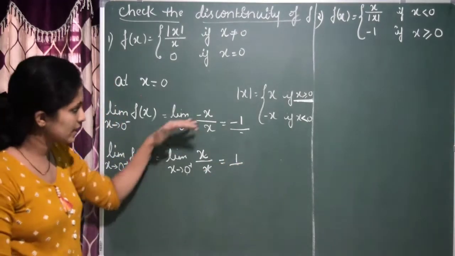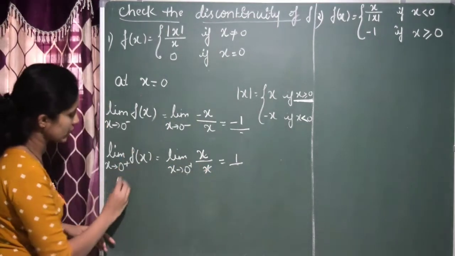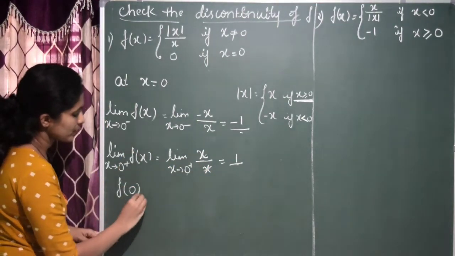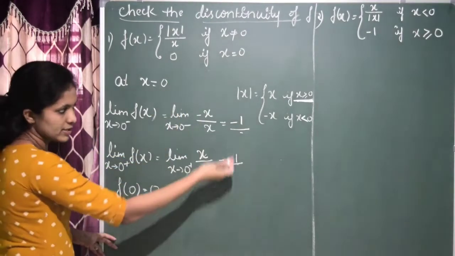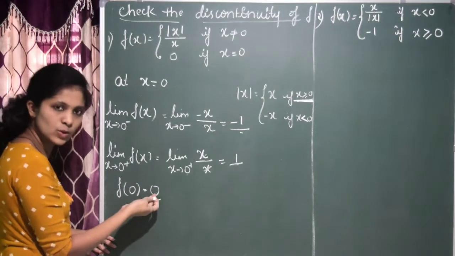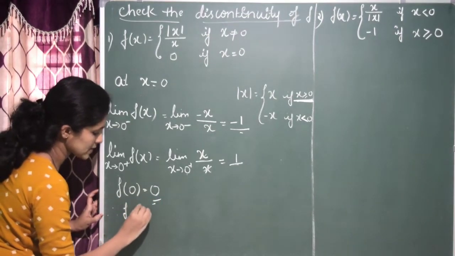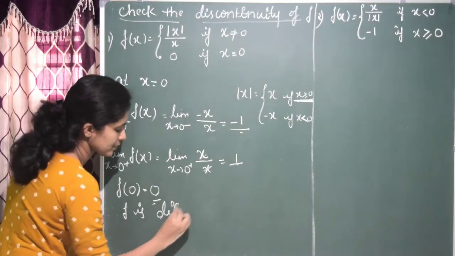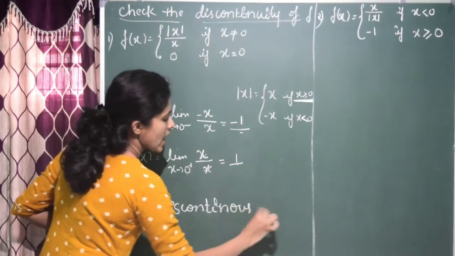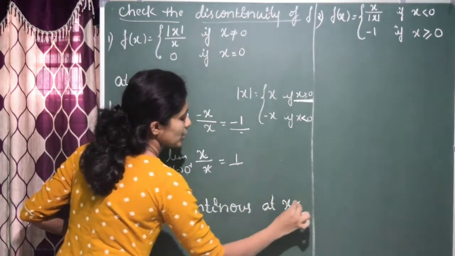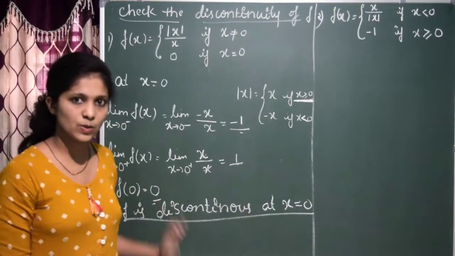By this we can say that the left hand limit is not equal to the right hand limit, right? If you want to check with f of 0, what is f of 0? At x equal to 0, the function is equal to 0. So the left hand limit and right hand limit are not equal, and this is not equal to the value at the point also. By this we can say that the function f is discontinuous at x equal to 0. Important problems. The function is discontinuous at x equal to 0.